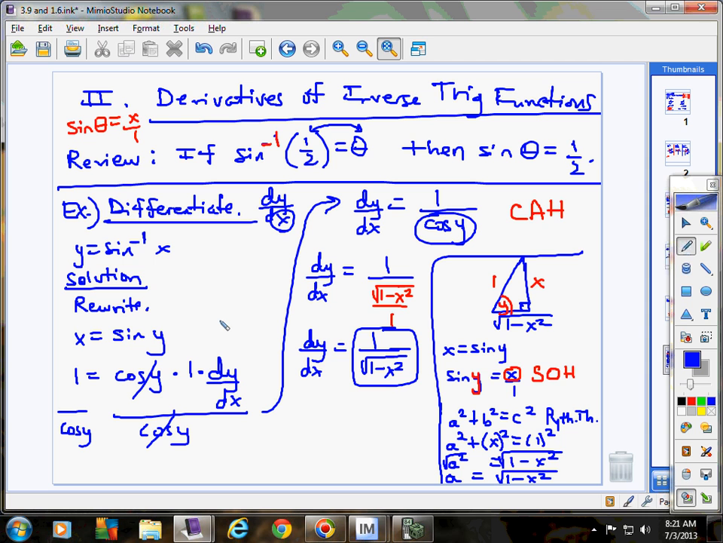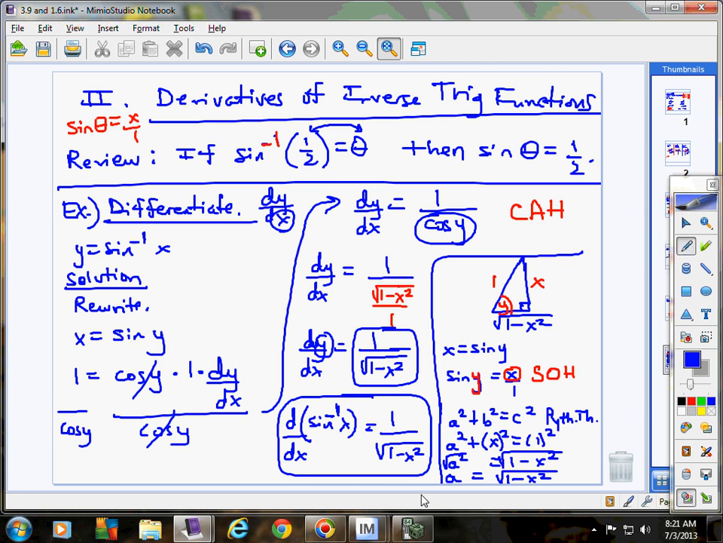So to piece it together, to rename y here, what we just found is the derivative of y. What was y? Inverse sine of x. The derivative of inverse sine of x is 1 over the square root of 1 minus x squared.